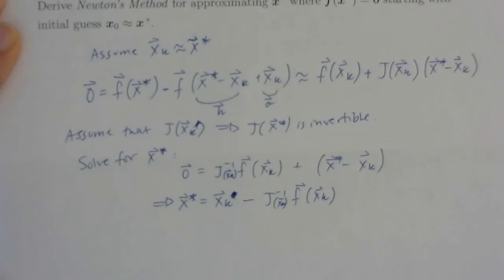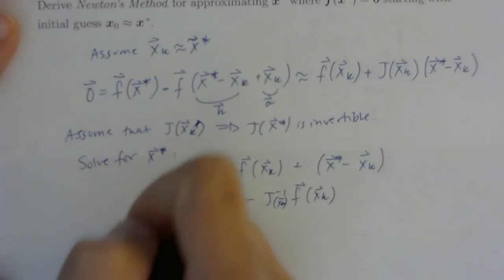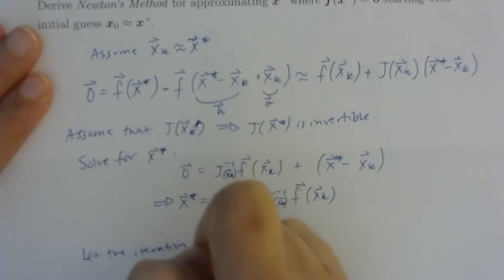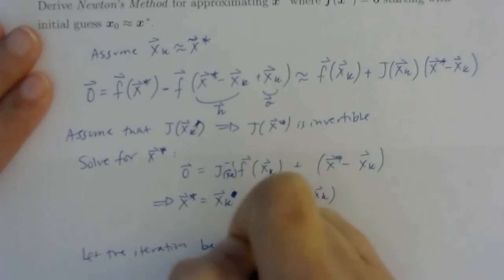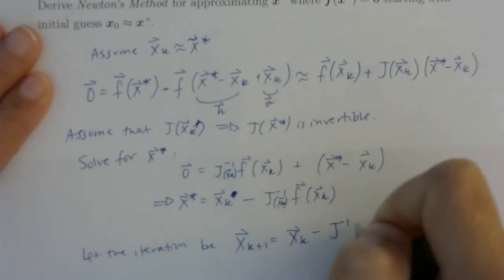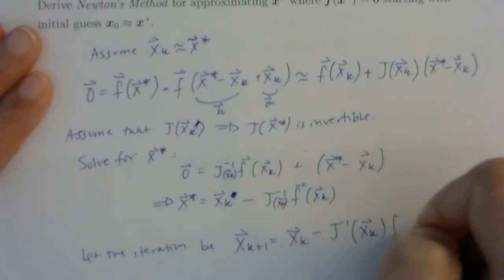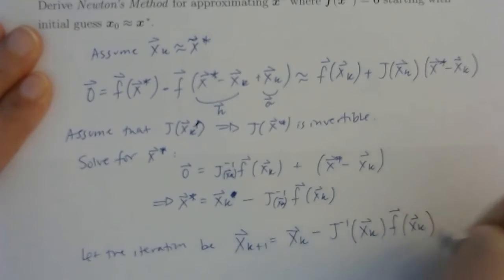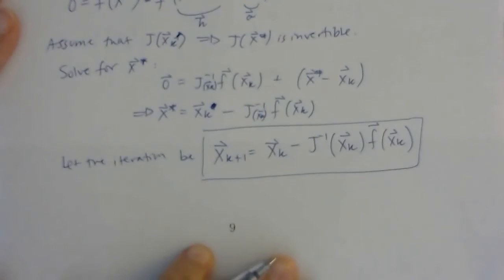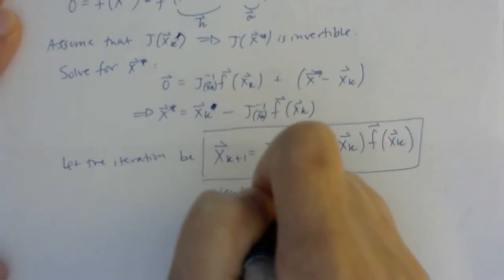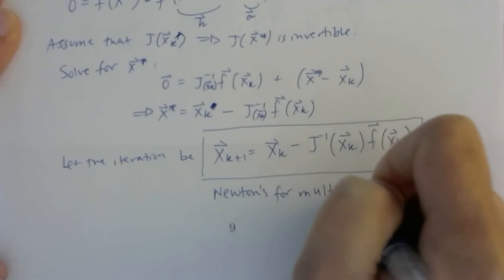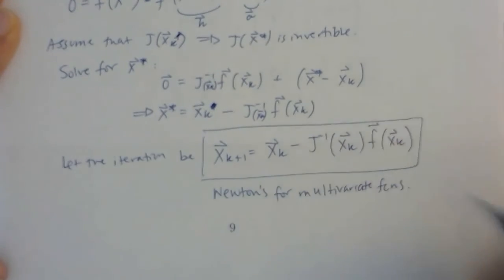So I don't know what x star is, but the idea is I can define the iteration x_{k+1} is x_k minus J inverse at x_k times f at x_k. So this is Newton's method for multivariate functions.